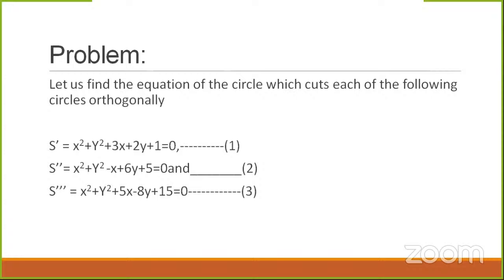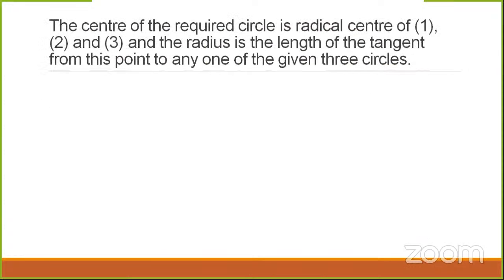Now we shall find a circle which is orthogonal to these 3 circles. The orange shaded circle is the required circle, and it cuts the given circles orthogonally. Is this rough diagram clear, children? The center of the required circle is the radical center of the given circles, and its radius is the length of the tangent from this point to any of the given 3 circles. Therefore, to find the equation of the required circle, we will find the radical center as well as the length of the tangent from the radical center to any of the given circles.